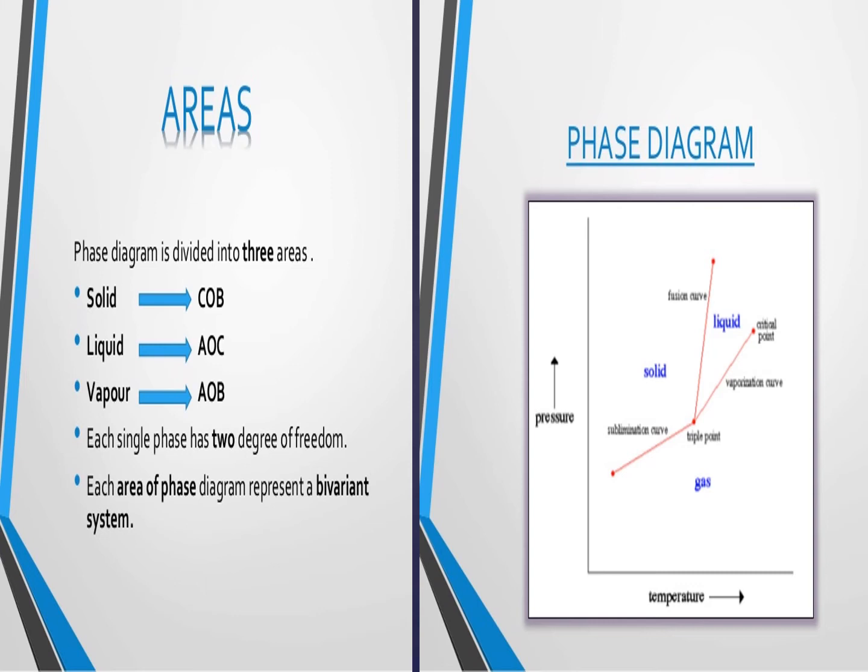Each single phase has 2 degrees of freedom. So in the solid, liquid and gas areas, these three phases have 2 degrees of freedom, F = 2. That is a bivariant system. Each area of the phase diagram represents a bivariant system.